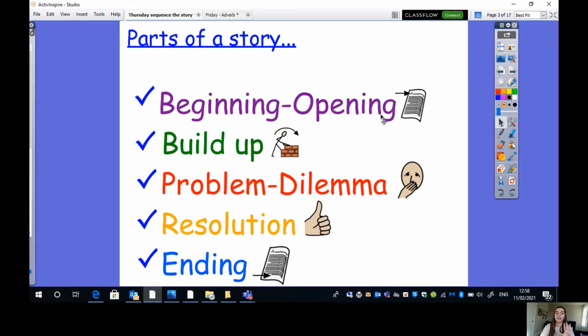We know in our story we have 5 parts to a story. We have our beginning, our build-up, our problem, our resolution, and our ending.